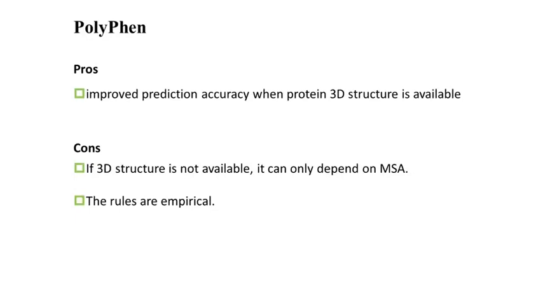The advantage of PolyPhen is that when protein structural information is available or can be built, it may achieve improved accuracy. However, when the structure is not available, it falls back to using multiple sequence alignment. More importantly, the rules it uses are empirical and rough.